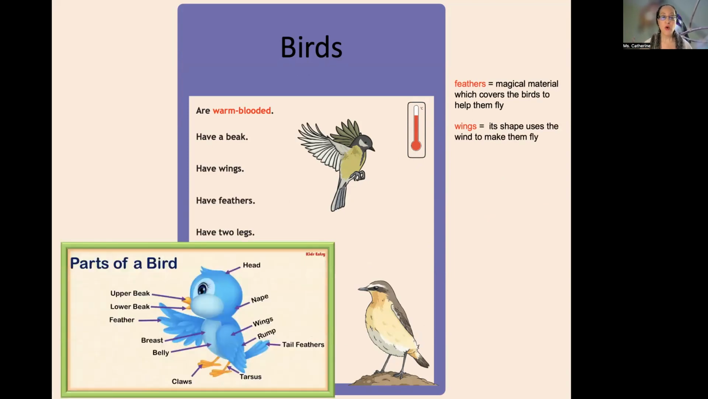Let's go over the parts of a bird. Okay? So this would be the head. So this is the nape. Think of the nape of the neck.